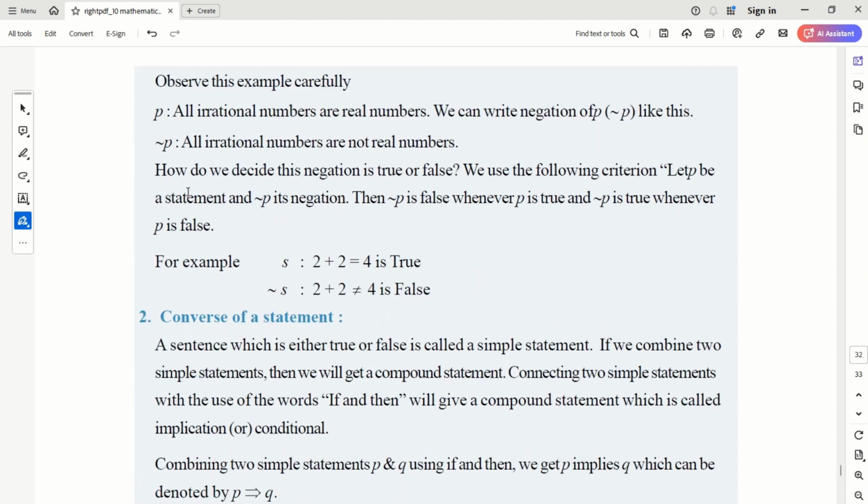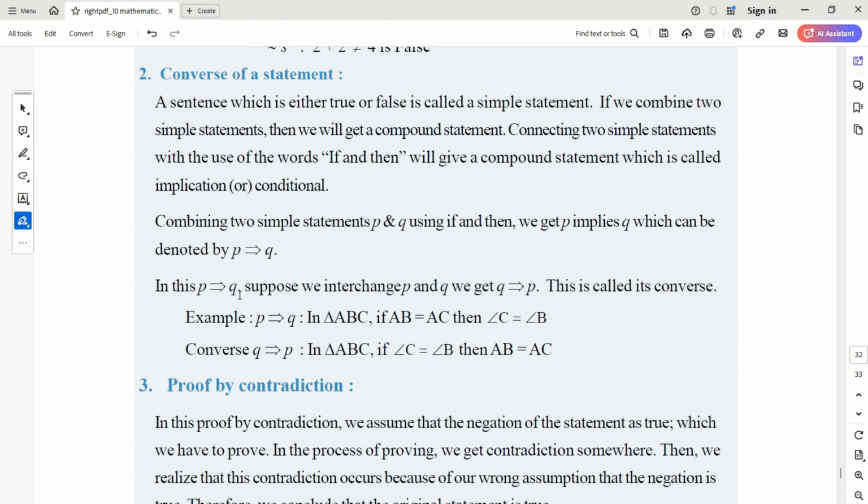All irrational numbers are real numbers. This is the statement P. The negation of P is: all irrational numbers are not real numbers. That's it. How do you decide whether this negation is true or false? It's very easy. If the given statement is true, the negation is false. If the given statement is false, the negation is true. Correct? Now, next we have another thing called the converse statement.